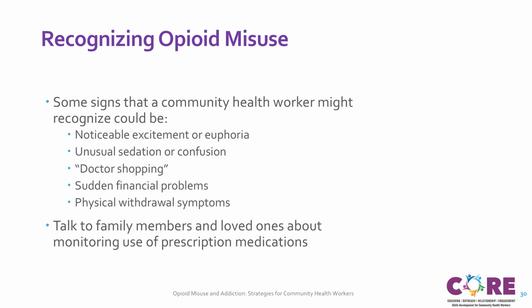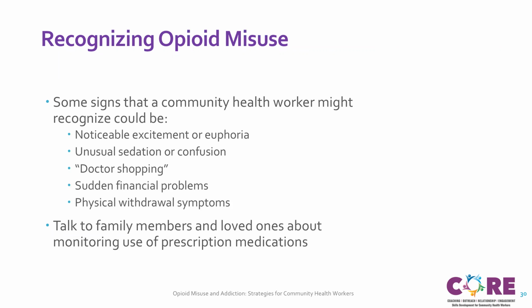So there are a few ways that community health workers can recognize opioid misuse in its really early stages. Some of these are a little tough because they're on opposite ends of the spectrum. We see things like noticeable excitement or euphoria. Someone's not really acting themselves in a positive way. They're in a really good mood, or they're someone who's not extremely chill, and suddenly they're really relaxed and having an easier time dealing with things around them. On the other end, we have unusual confusion and sedation. So basically, a change in affect is something that could tip you off about potential drug use.